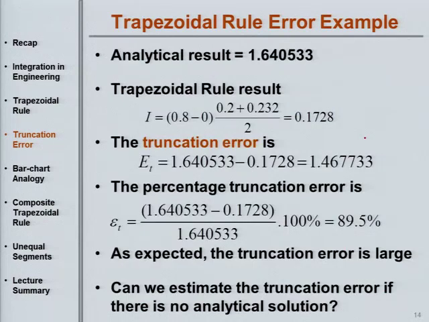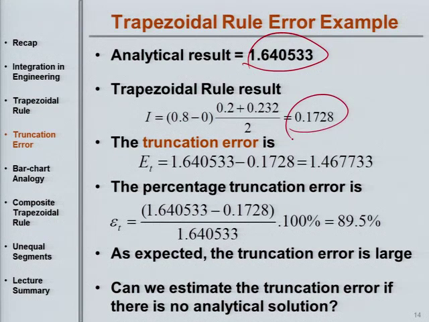So we can actually go away and do a rigorous analysis on this because we have the functional form of the function that we're trying to integrate, and so we can analytically integrate that. And if we analytically integrate that, we get the value of the integral to be 1.64. If we look at our trapezoidal rule result, we got 0.17, so there's about a factor of 10 difference.